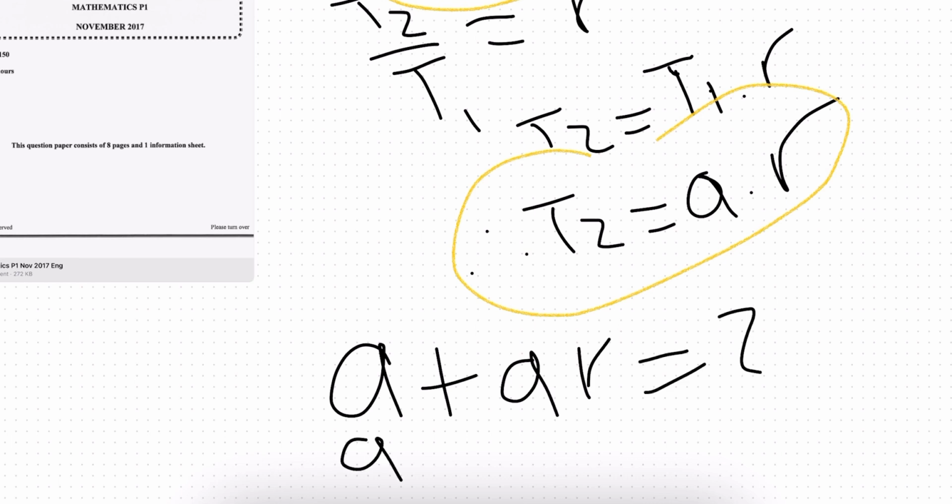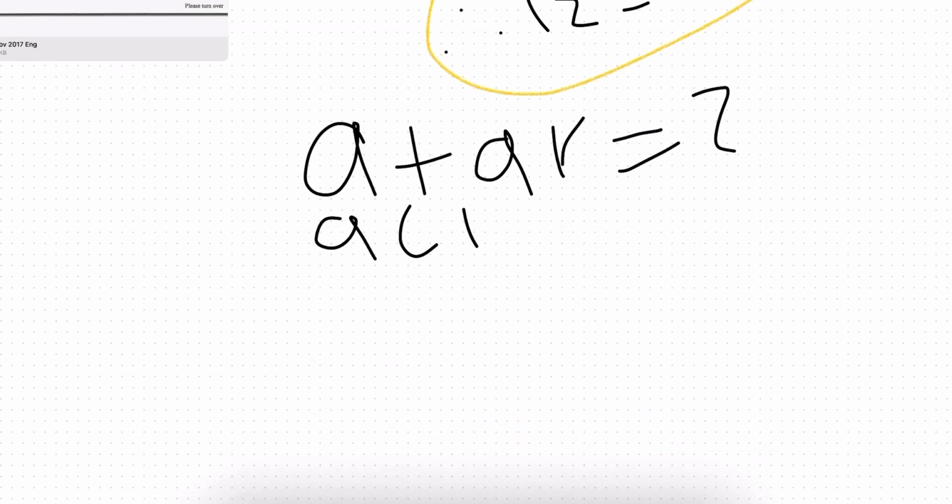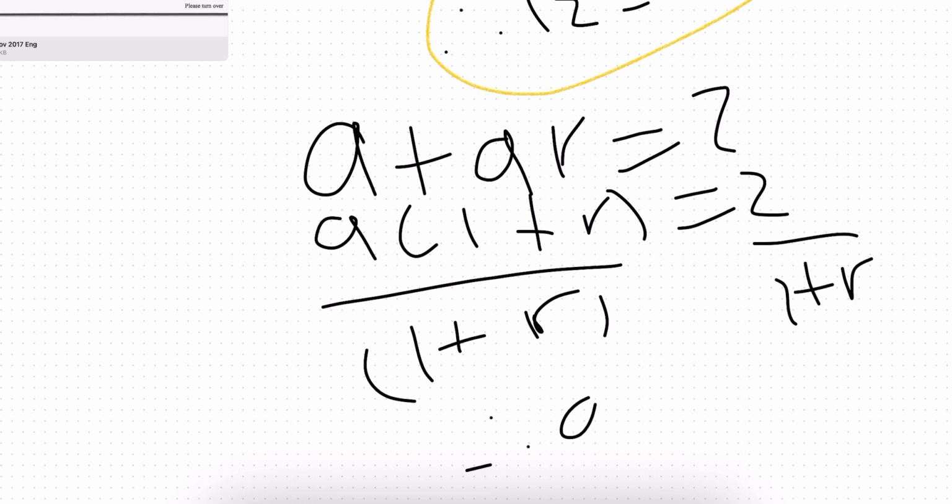You can take out a common factor, which will literally be your a. Then it'll be a times 1 plus r equals 2. Then you divide by 1 plus r on both sides. Therefore, your a is equal to 2 over 1 plus r.